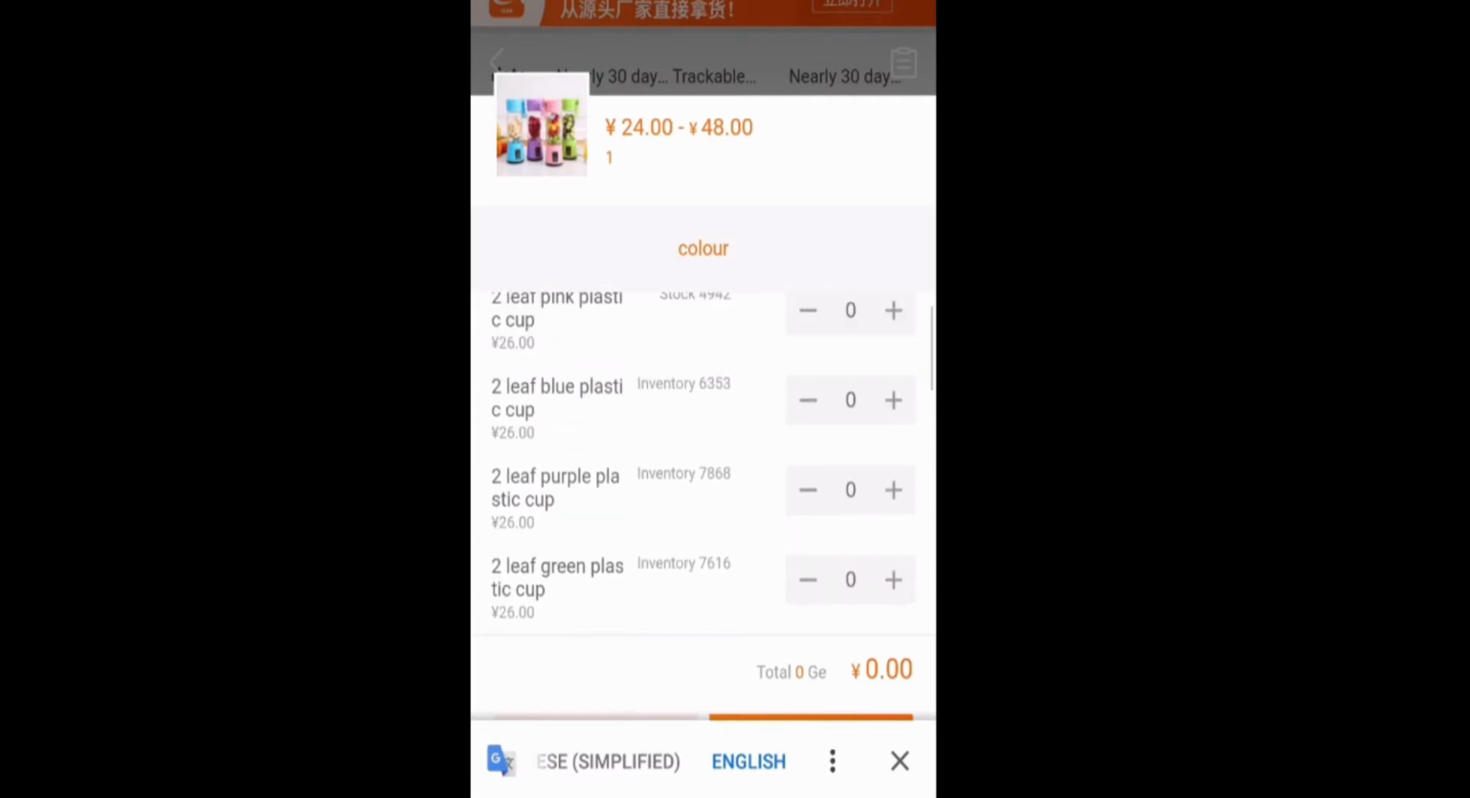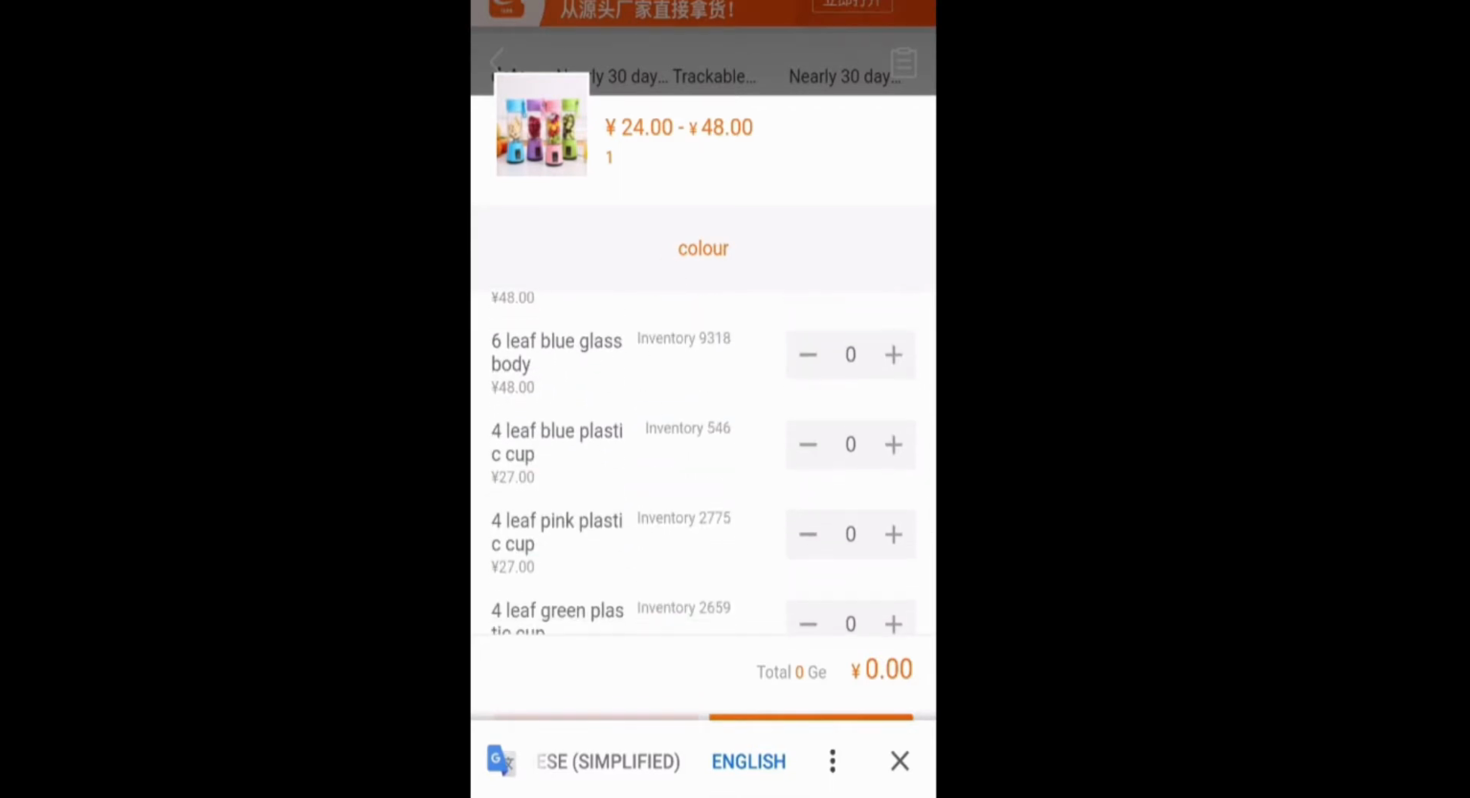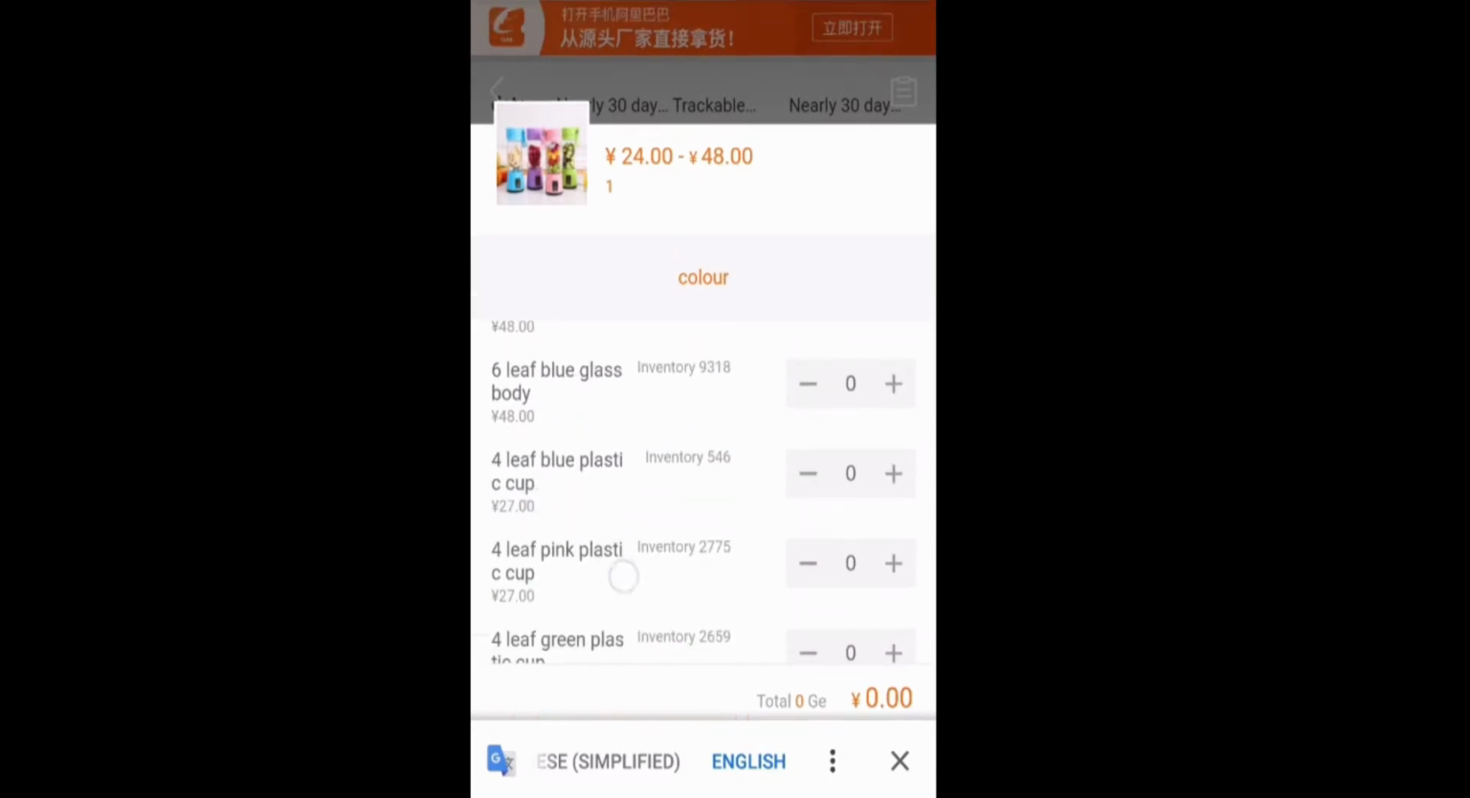For 2 leaves, you can see it is 26. Can you see here? 26 RMB. For 6 leaves, it is 48 RMB. 4 leaves, it is 27 RMB.